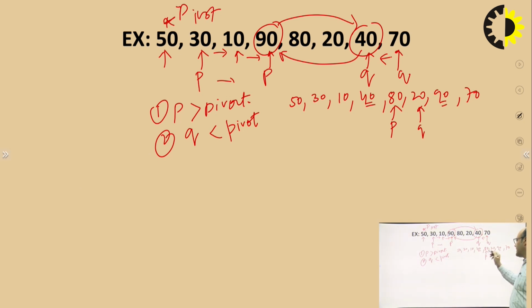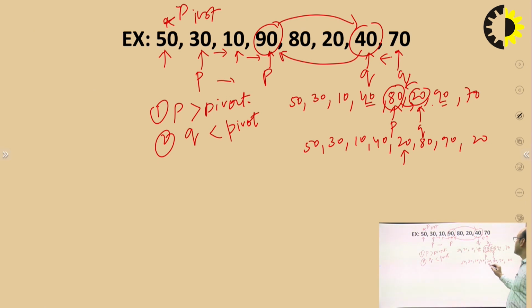Again we will check: is the element at P greater than 50? Yes. It will be set here. Is 20 less than 50? Yes. Then again we will interchange these elements. Okay, 50, 30, 10, 40, 20 will come here, 80 will come here, 90, 70. Now 20 will point here, Q will point here and P will point here.